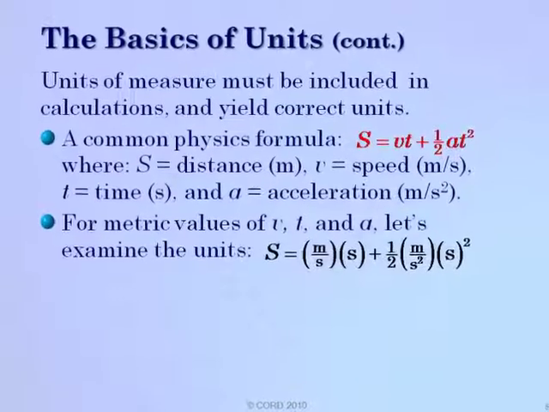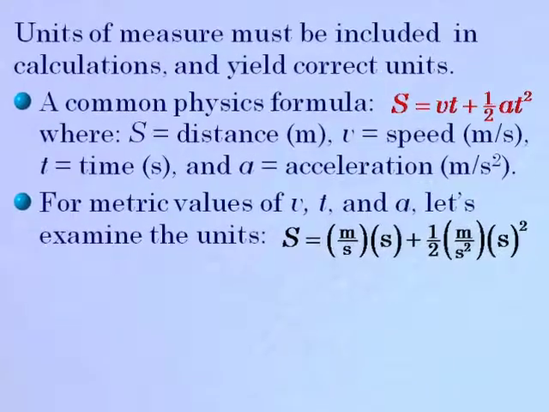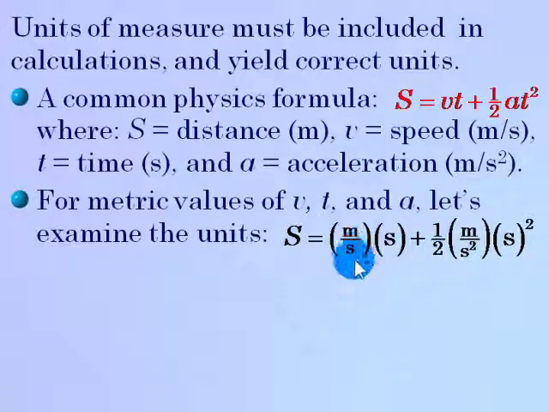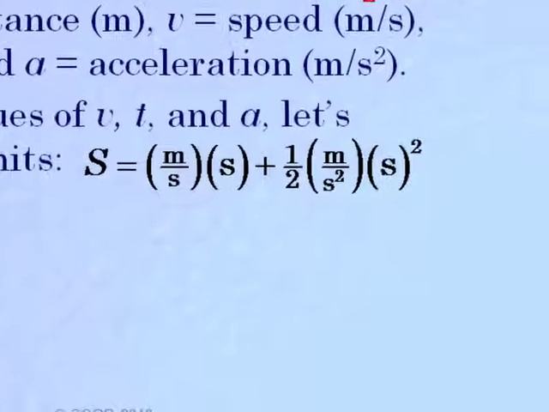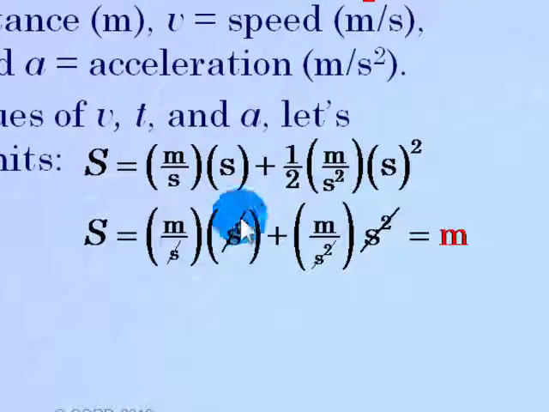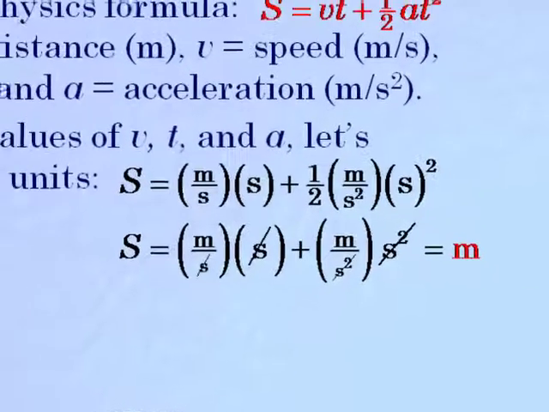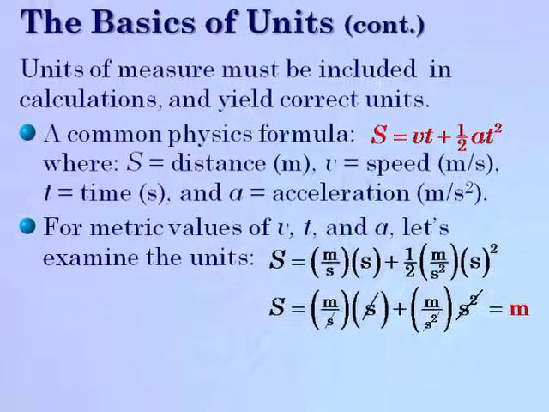So for metric values, let's just look at how those units would work out. If we multiply a speed in meters per second times a time in seconds plus 1/2 times an acceleration in meters per second squared times a time in seconds squared, you'll notice that the seconds here will cancel, leaving us with just meters. And here the second squared divided by second squared will cancel, leaving us with just meters. So the distance results in meters, which is what we'd like to see, a distance in meters.